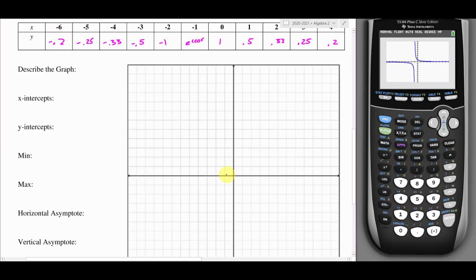So I'm just going to count to the left 6, 1, 2, 3, 4, 5, 6, and then go down 0.2, and I'm going to eyeball it. Okay, so it doesn't have to be perfect. Right? When we do the decimal values, just try and eyeball it.